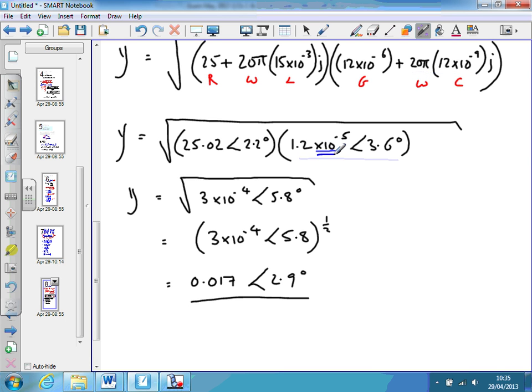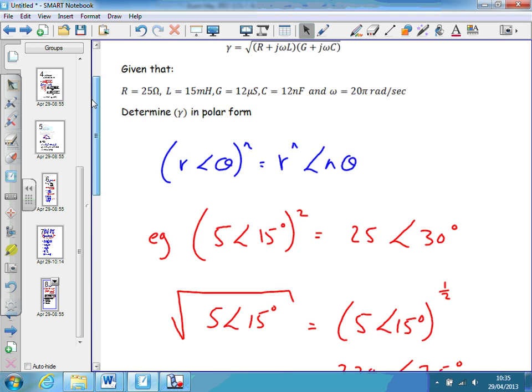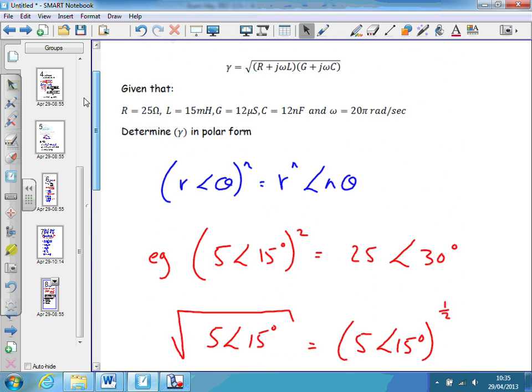So multiply them together, multiply the numbers to get this, add the angles to get 5.8, and then remember the square root is to the power half, so square root 3 times 10 to the minus 4, and half 5.8 to get that as my gamma, which in fact represents the transmission coefficient constant, isn't it? Something like that. Propagation coefficient.